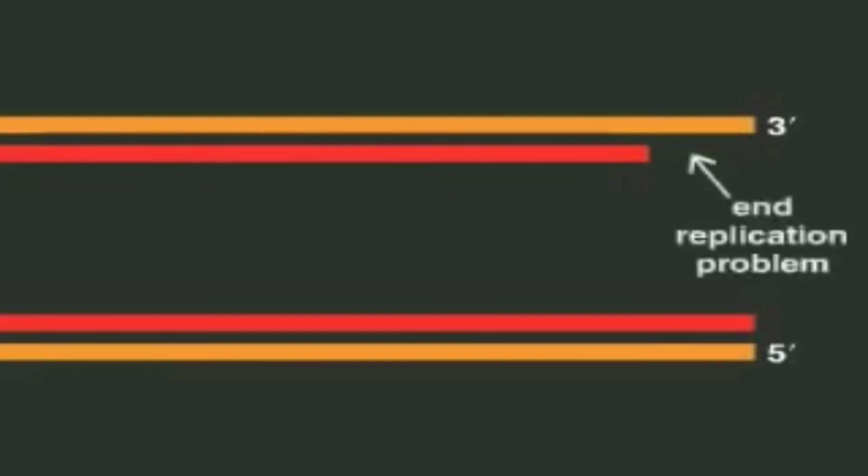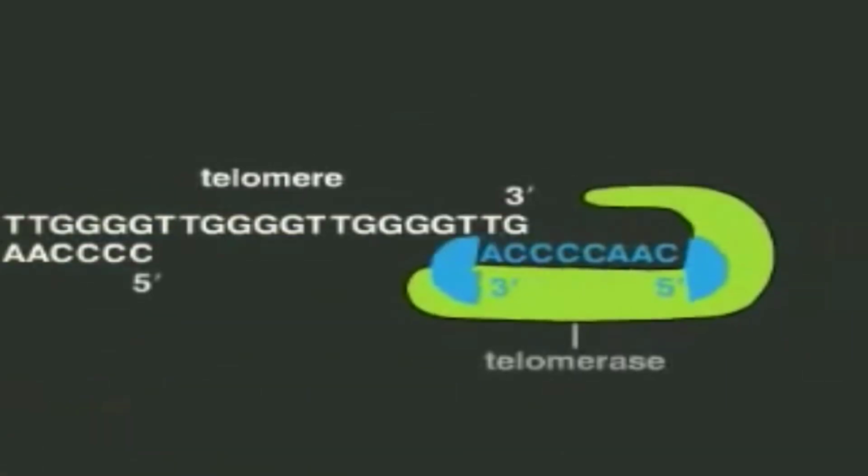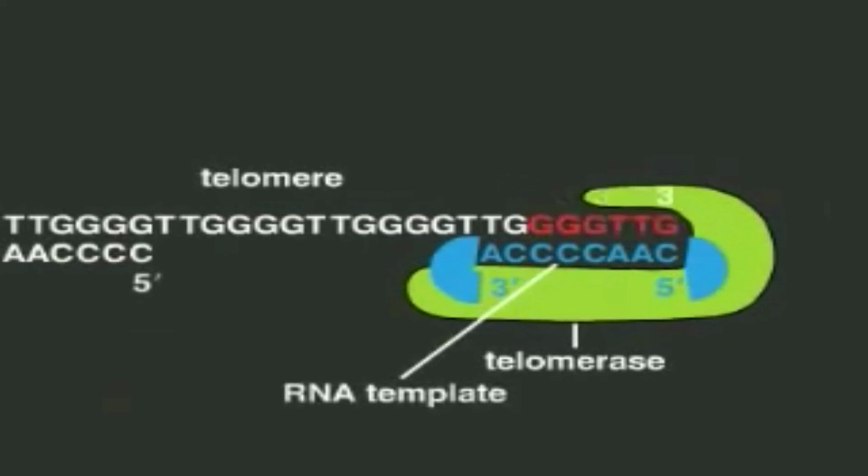This end replication problem is solved by the enzyme telomerase. The ends of chromosomes contain a G-rich series of repeats, called a telomere. Telomerase recognizes the tip of an existing repeat sequence. Using an RNA template within the enzyme, telomerase elongates the parental strand in the 5' to 3' direction, and adds additional repeats as it moves down the parental strand.